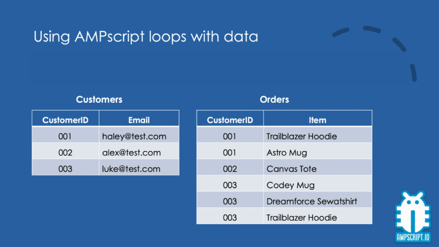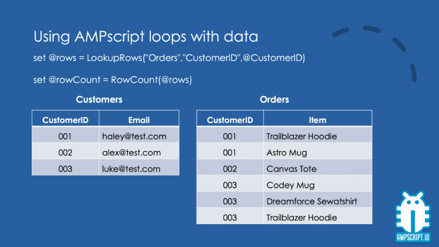The counter is the most important part of the loop, as it defines how many times the script inside the loop should be executed. In order to define the counter, we need to set the criteria to find all the matching items in our Orders data extension. We will use the lookupRows function to look up all rows that match the ID of each customer that we want to send the email to. Then, we will use the rowCount function to determine how many results were found for each customer. The output of the rowCount function will be our counter, and it will define how many times the script inside the loop will be repeated.